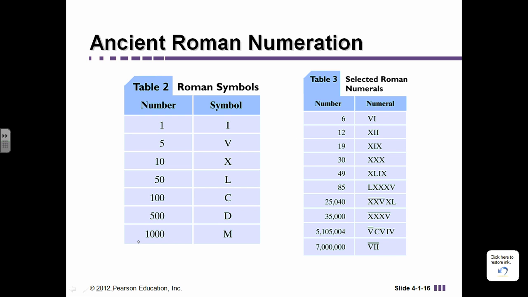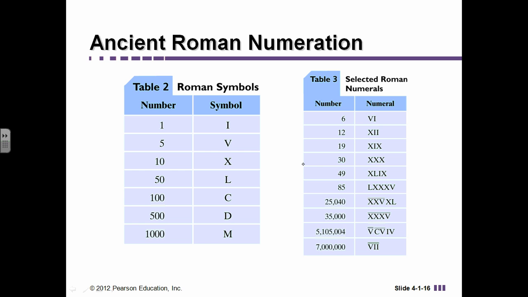So here are our symbols that we need to be familiar with. The I represents a 1, V represents 5, X represents 10, L is 50, C is 100, D is 500, and M is 1,000. So then if I wanted to create the number 6, I want to add 5 and 1 together. So 5 and 1, V and I, would be 5 plus 1 since the I is on the right-hand side. So that's 6.